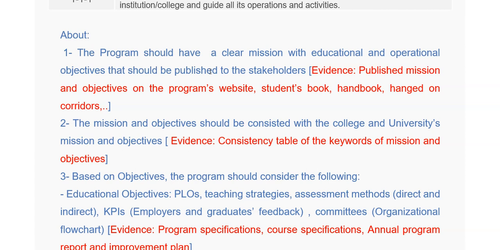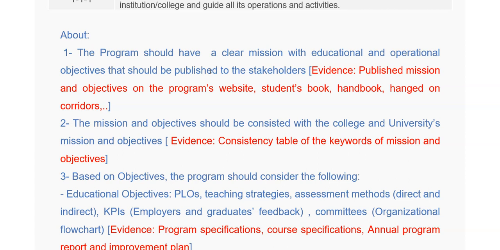They have a similarity because all of them are about education, research, and community service. But of course, you should choose and write a unique mission that reflects your environment, your university, and should be consistent, of course, with the mission of the university and college. And I can give you an example.